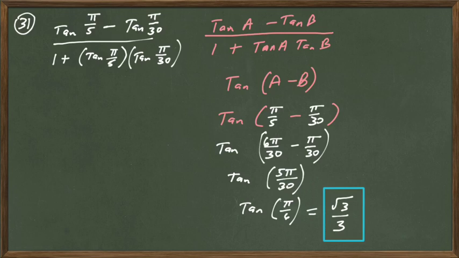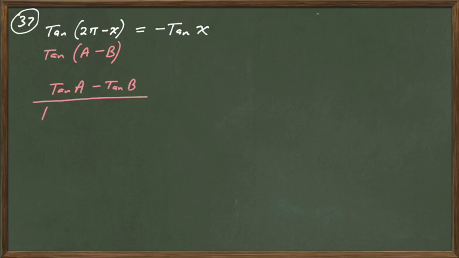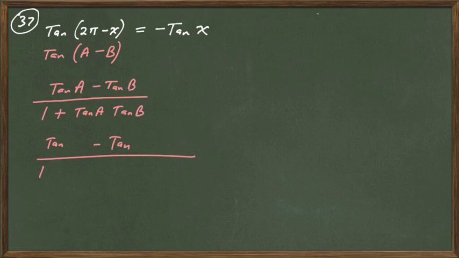Okay, after 31, I was asked 37. Do we know a rule for tangent of A minus B? What is it? Tangent A, same sign, so it's minus tangent B, over 1, the opposite, so this would be plus tangent A times tangent B. So we'll fill this in. Tangent minus tangent, over 1 plus tangent times tangent.